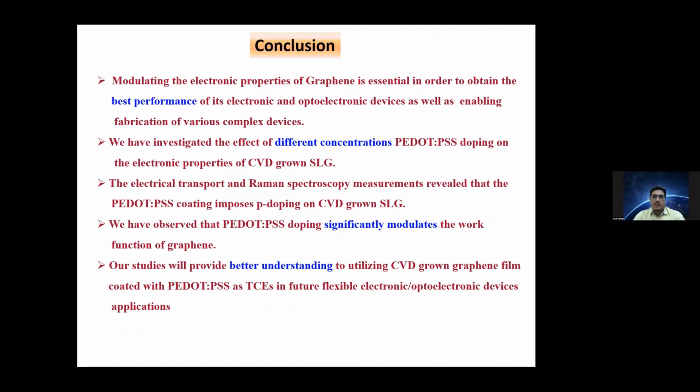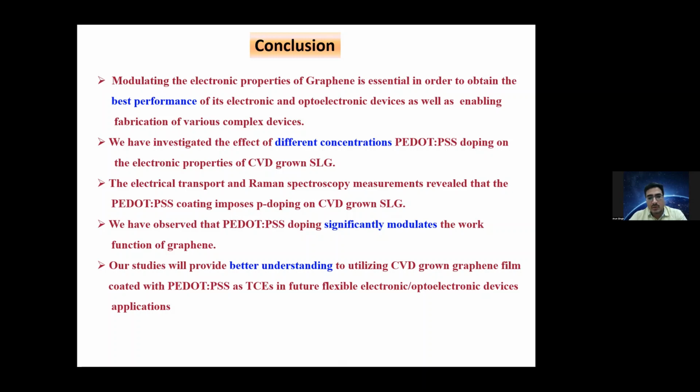The conclusion of my presentation is that modulating the electronic property of graphene is essential in order to obtain the best performance in electronic and optoelectronic devices, as well as enabling the fabrication of various complex devices. We have investigated the effect of different concentrations of PEDOT:PSS, mainly 0.78 weight to volume percent and 1.08 weight to volume percent, and we changed the electronic property of CVD grown single layer graphene.